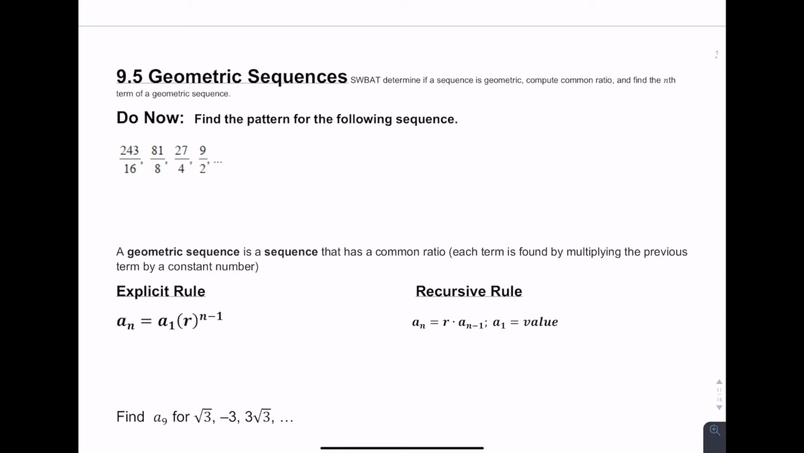Welcome back, everybody. So today we're learning about 9.5 geometric sequences. So before it was arithmetic. That's when you add or subtract something over and over and over. For geometric, it's a little bit different. Now it's about multiplication and division over and over and over.